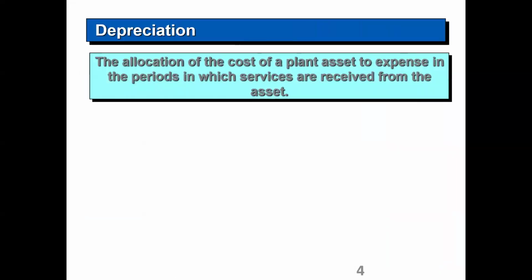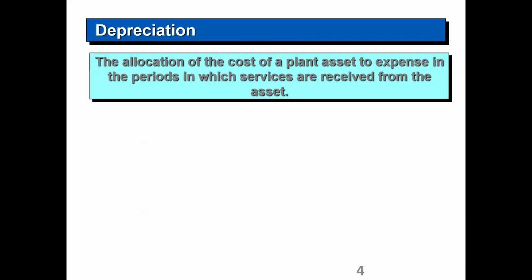Okay, what is depreciation? Depreciation is the allocation of the cost of a plant asset to expense in the period in which the services are received from the asset. When we purchase a plant asset, we record it by debiting the plant asset and we credit accounts payable or cash or whatever it is. Once we start using it, the life of the asset decreases. When we purchase the asset, we have a certain cost incurred. We estimate the useful life of that asset. Let's say it will be useful for 5 years, 10 years, or so on. As the years pass, the life decreases. So what we need to do is allocate the cost of the plant asset to expense in the period in which the services are received from the asset.